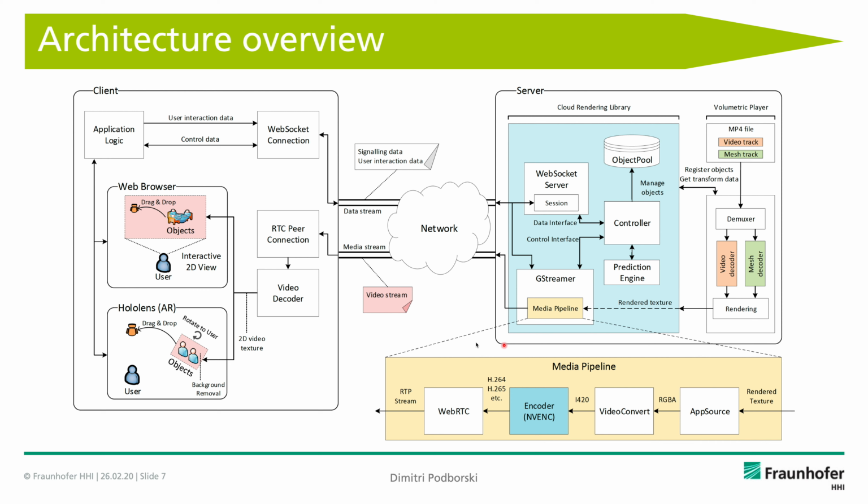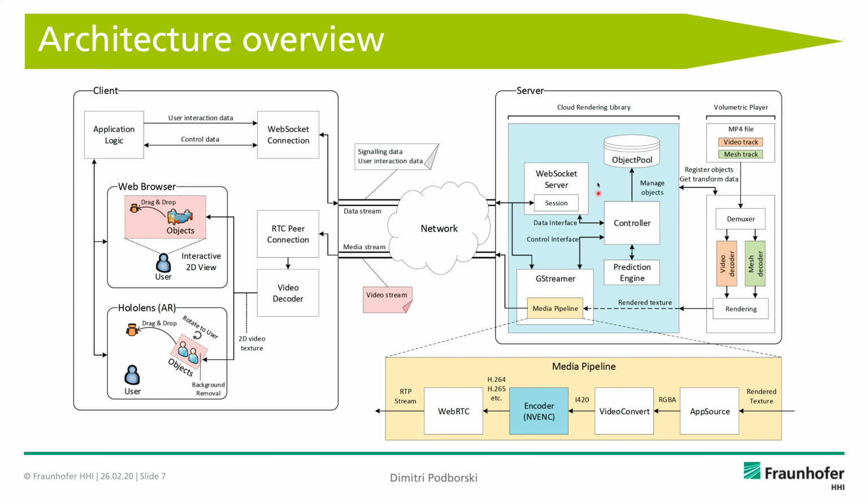And below here you can see the media pipeline. The render texture goes into the app source, which is the source element for the media pipeline in GStreamer. We convert the texture to a YUV format to prepare it for encoding, and then it's encoded, moved to the WebRTC block, which is basically creating the RTP stream and sending it back to the client. And for the data stream, we are using WebSocket.